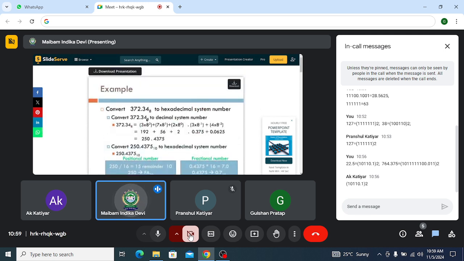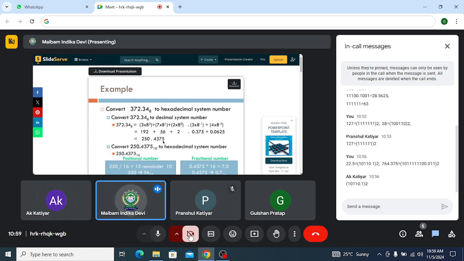So here, let's say you are given an octal number, and you have to convert it into a hexadecimal number. The first step is to convert this octal number 372.34 to the decimal number system. For the non-fractional part, how do you convert into decimal? 3 into 8 to the power 2, 7 into 8 to the power 1, 2 into 8 to the power 0, and so on. For the fractional part, the positions will be -1, -2.